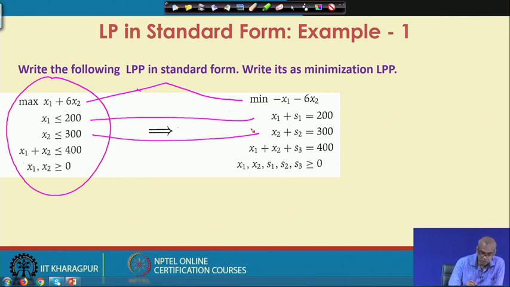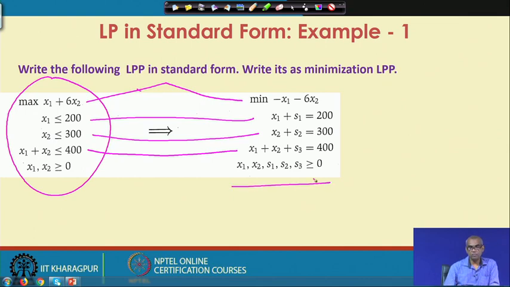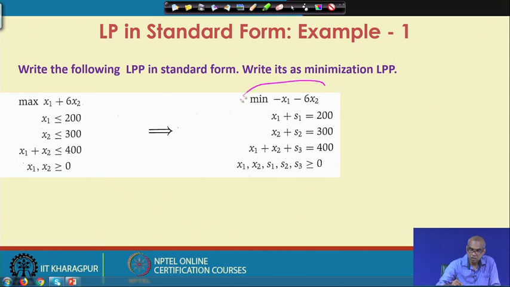x 1 plus x 2 less or equal to 400. Again, I have to introduce a slack variable and rewrite the constraint as x 1 plus x 2 plus s 3 equal to 400. Then I will have non-negativity constraints on x 1 and x 2 as well as s 1, s 2 and s 3. So, this is the standard form of the linear programming problem.